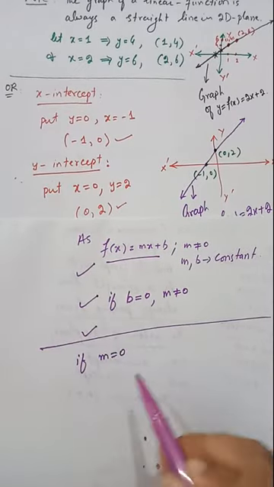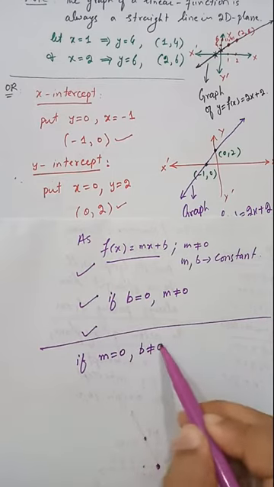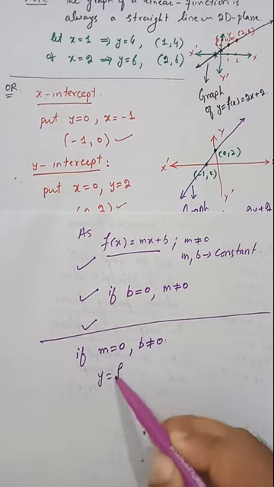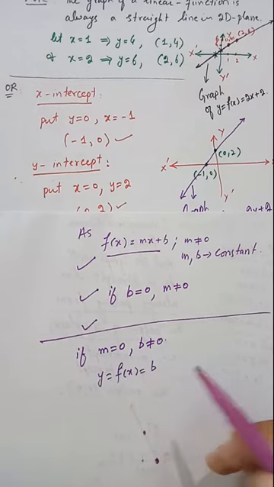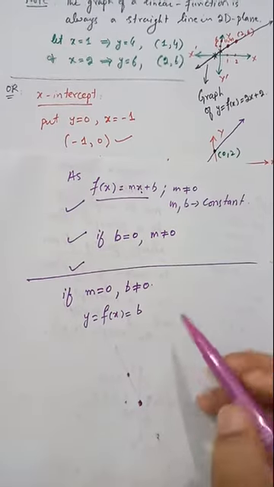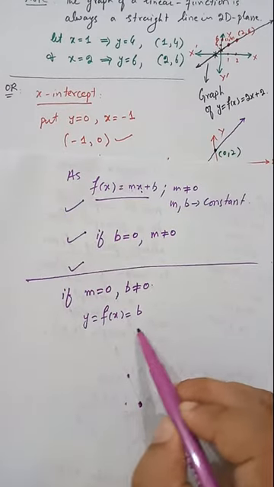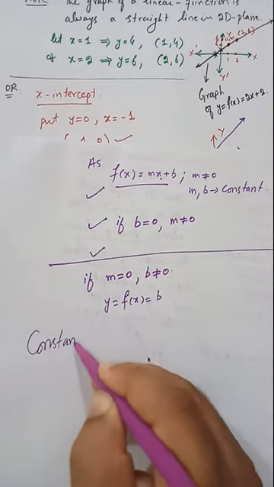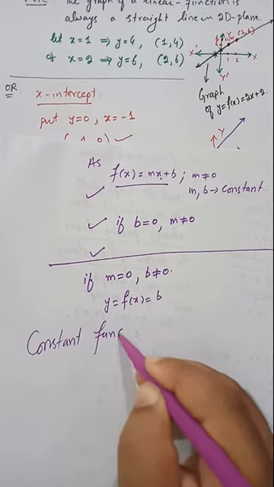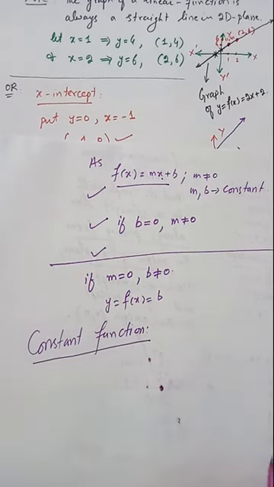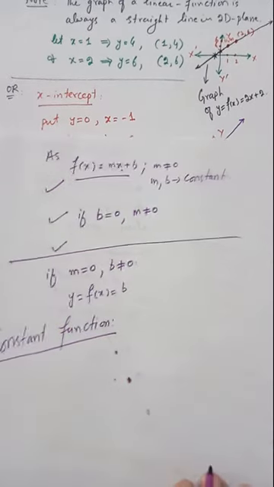Now if m equal to 0 and b is not equal to 0, so the given function y is equal to f of x will be equal to b, because m is 0, so 0 multiplied by x. So this is called a constant function. Now this is not a linear function, this is a constant function. So the graph of the constant function will be a horizontal straight line.